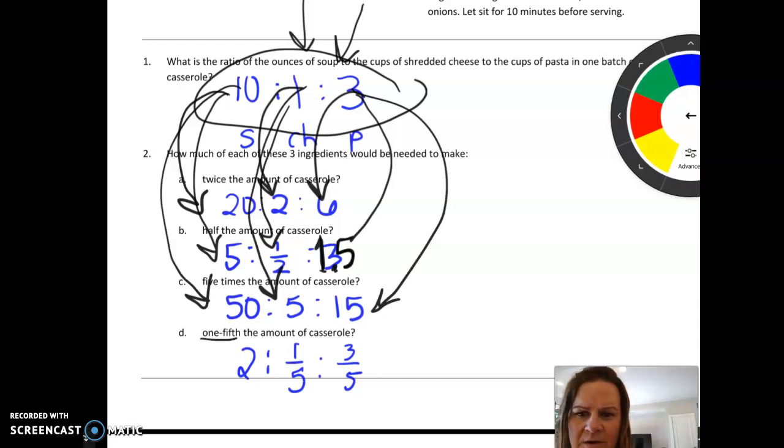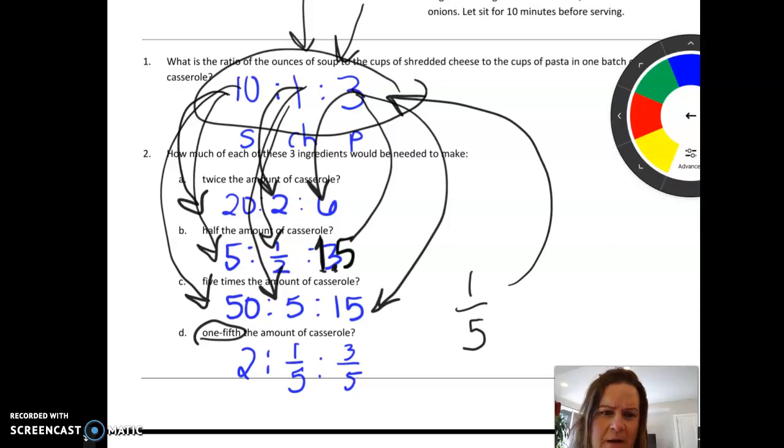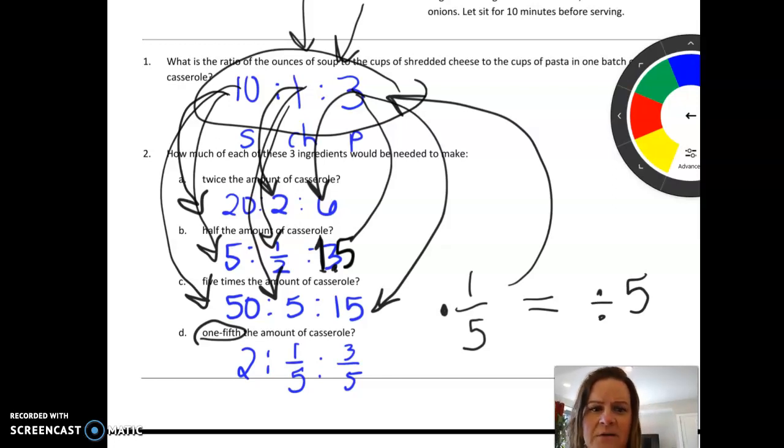And then lastly, if we want to make a casserole that's 1/5 the amount of casserole as the original, then we're going to take 1/5 of all of those original amounts. Remember, when we take a fifth of something, we're multiplying by a fifth, which is the same thing as dividing by 5. So I'm thinking of it myself in my head as 10 divided by 5 to get 2. I'm taking a fifth of 1, or dividing 1 by 5, and I get a fifth. And then I'm taking a fifth of 3, or taking 3 divided by 5, and I get 3/5.